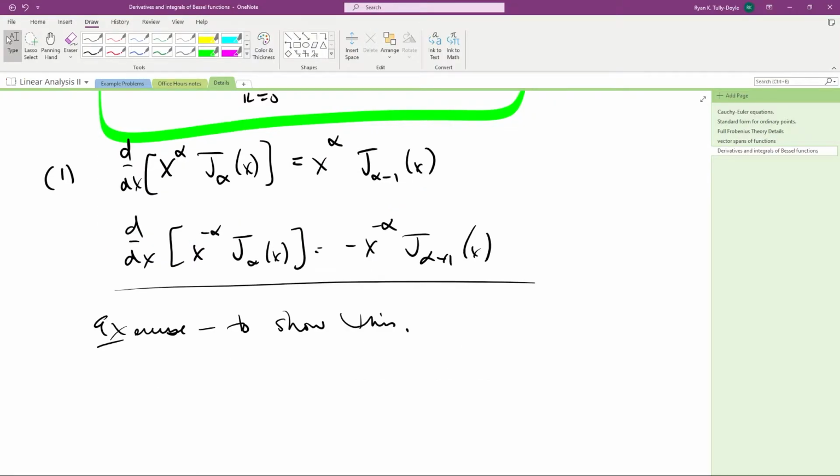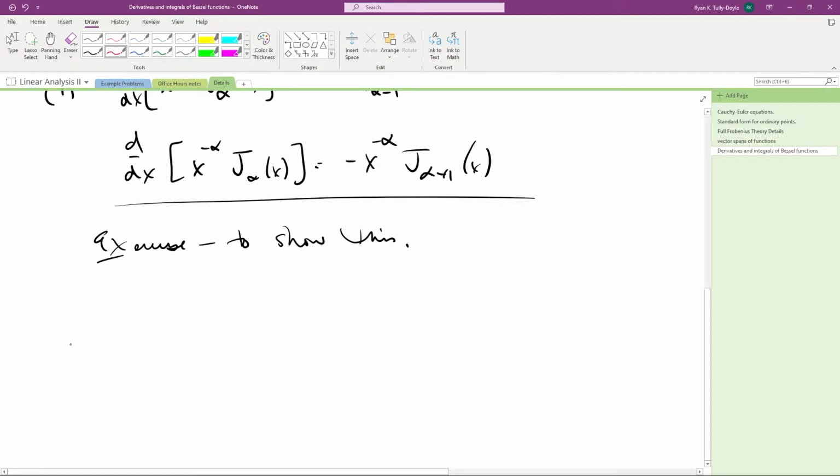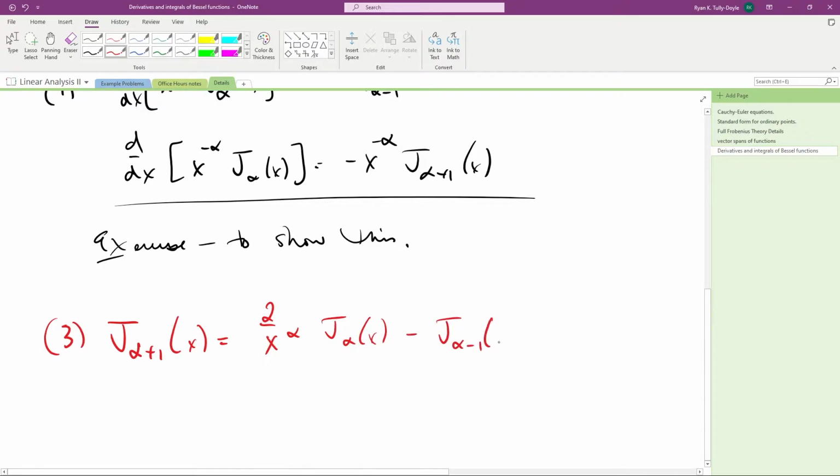So algebraically, now we've got a way where we can write this expression so that we can reduce higher order Bessel functions into lower order Bessel functions. And so these are the next two computational properties. Property 3: a Bessel function J alpha plus 1 of x can be rewritten as a combination of a Bessel function of order alpha times 2 alpha over x minus a Bessel function of order alpha minus 1.